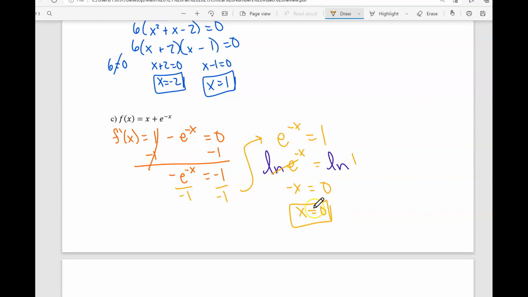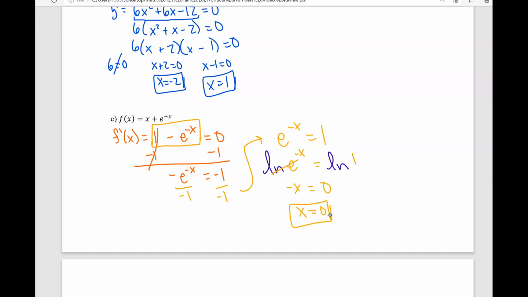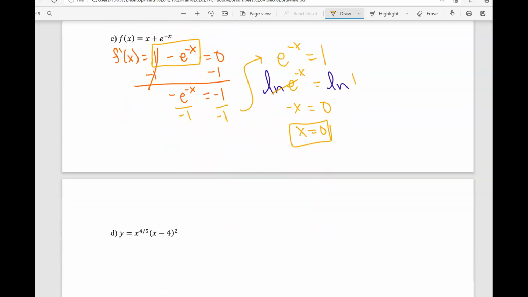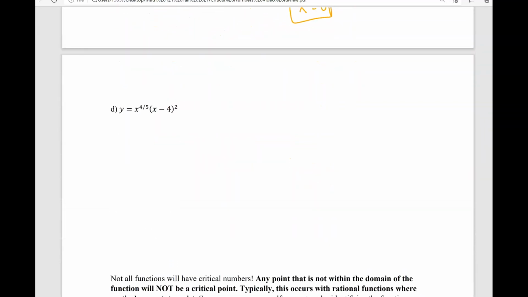Okay, you can see that this x equals 0, when I plug it back in, I end up getting, I'm sorry. You can also see that 1 minus e to the negative x, that's what I was going to say. This guy, that derivative itself is not undefined either. Exponential functions have a domain of all real numbers, so you don't really have to look at anything. All right, and now let's take a look at this guy, part D.